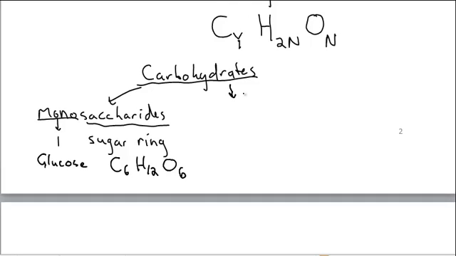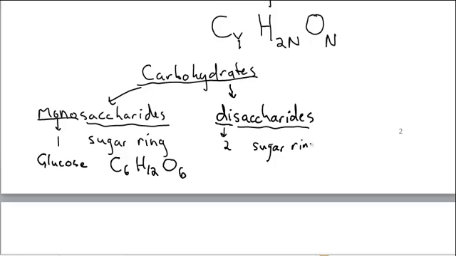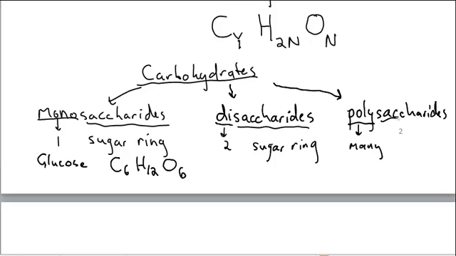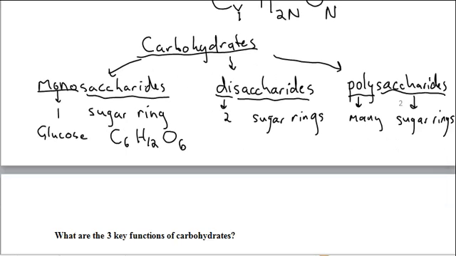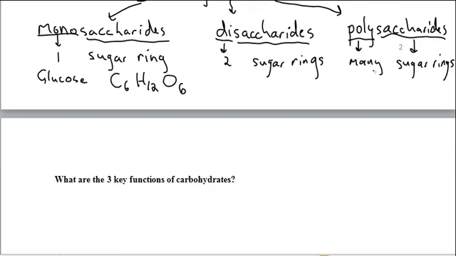Then we have, instead of 1 ring, 2 rings, so not mono, but disaccharides. So di referring to 2, saccharides referring to sugar ring. And finally, we have not 2 rings, but many rings. The prefix for many, that's right, it's polysaccharides. Poly for many, and finally saccharides for sugar ring. I guess we should make that plural, and we should go back and make that plural. Okay. If you look at food packages, sometimes you will come across the words monosaccharides, disaccharides, and polysaccharides.